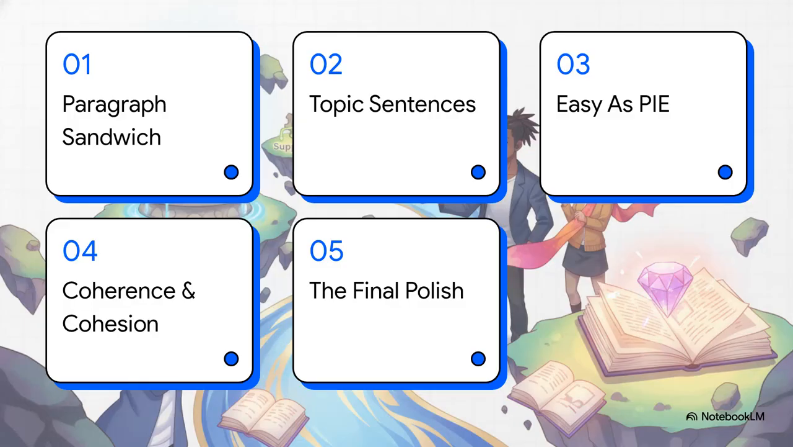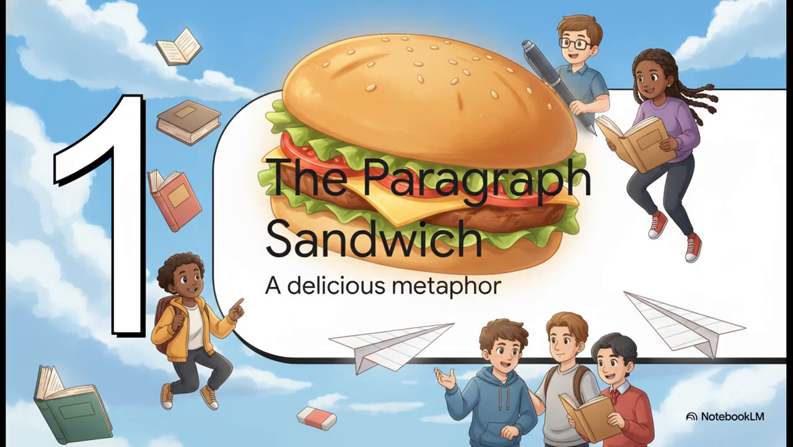Without it, even the most profound ideas just get lost in translation between your brain and the page. So, to fix that, we're going to walk through a foolproof recipe for structural success. First, the paragraph sandwich. Second, crafting topic sentences. Third, easy as pie. Fourth, coherence and cohesion. And finally, number 5, the final polish. Okay, starting off with section 1, the paragraph sandwich.